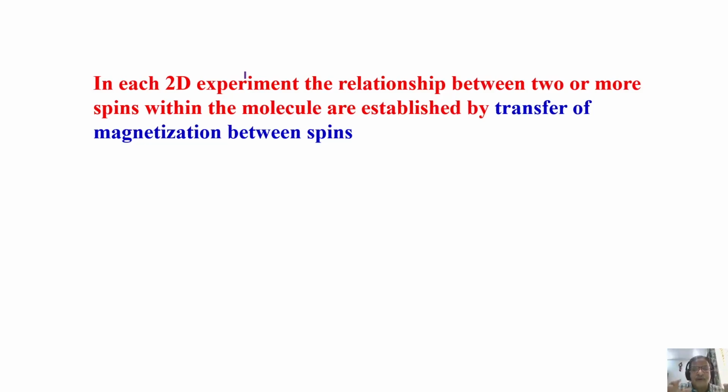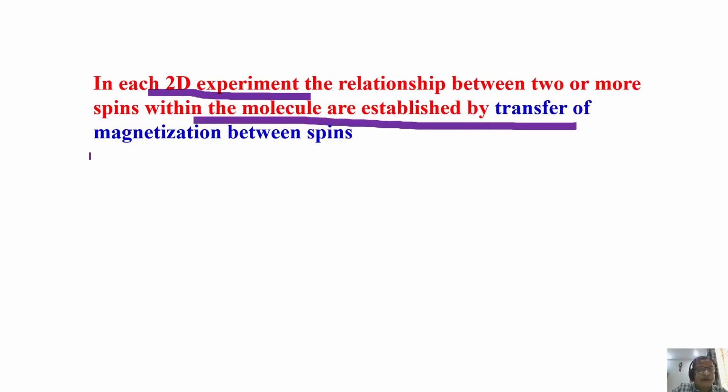So I do not want to discuss those things, but I told you how we can design the pulse sequence. But another interesting thing which I want to tell you is that in each 2D experiment, the relation between one or two spins within the molecule is established by what is called magnetization transfer. Because when two spins have to interact, there must be transfer of spin polarization or spin magnetization. Otherwise, there is no interaction, right?